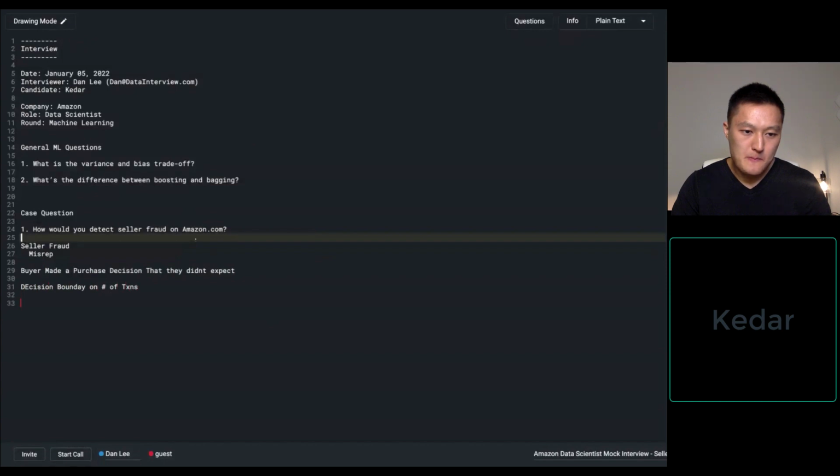Perfect. So can I have a few minutes to frame my thinking on some of the factors and how I would go about finally implementing this? Definitely. Yeah.